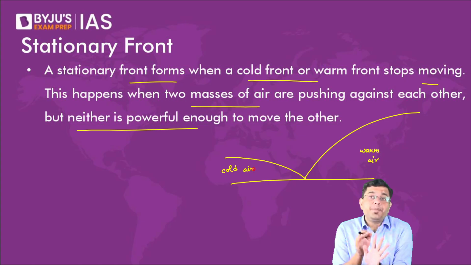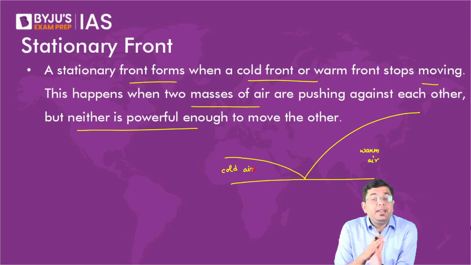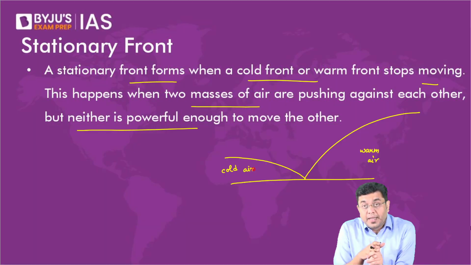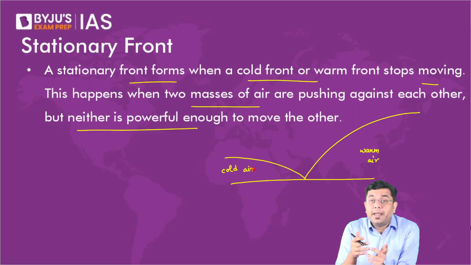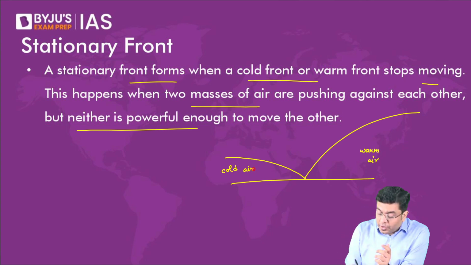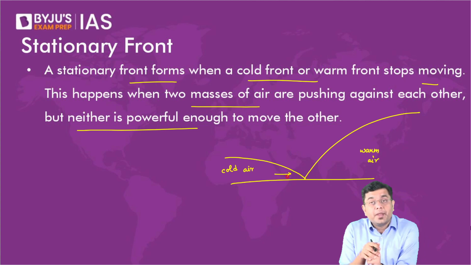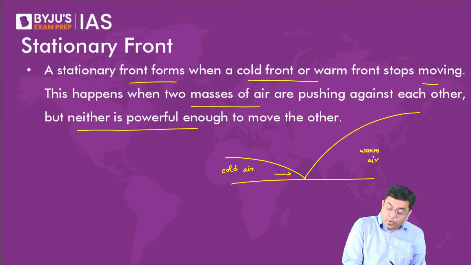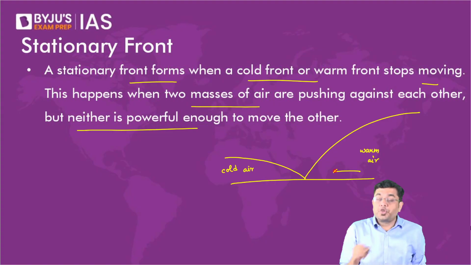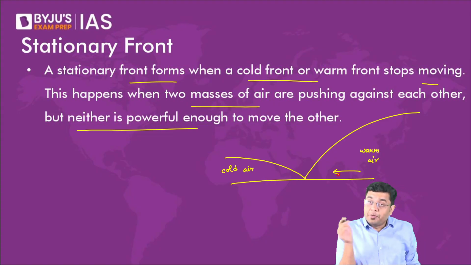Now from here, only certain possibilities can happen. It can happen that over a period of time, maybe the cold air region gains some amount of energy and the cold air starts pushing in. It can also happen that over a period of time, the warm air gains energy and starts pushing. Thereby, when the warm air pushes, it can create a warm front. Cold air pushes, it can create a cold front.